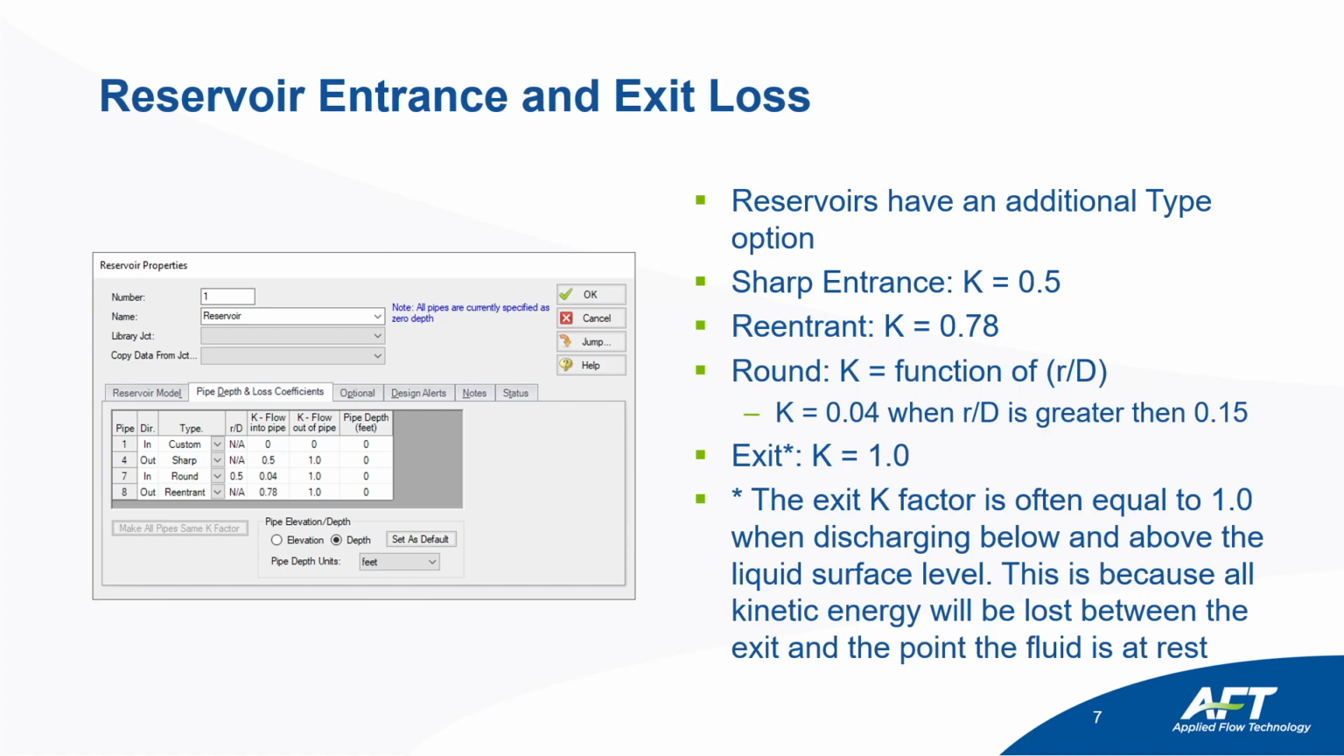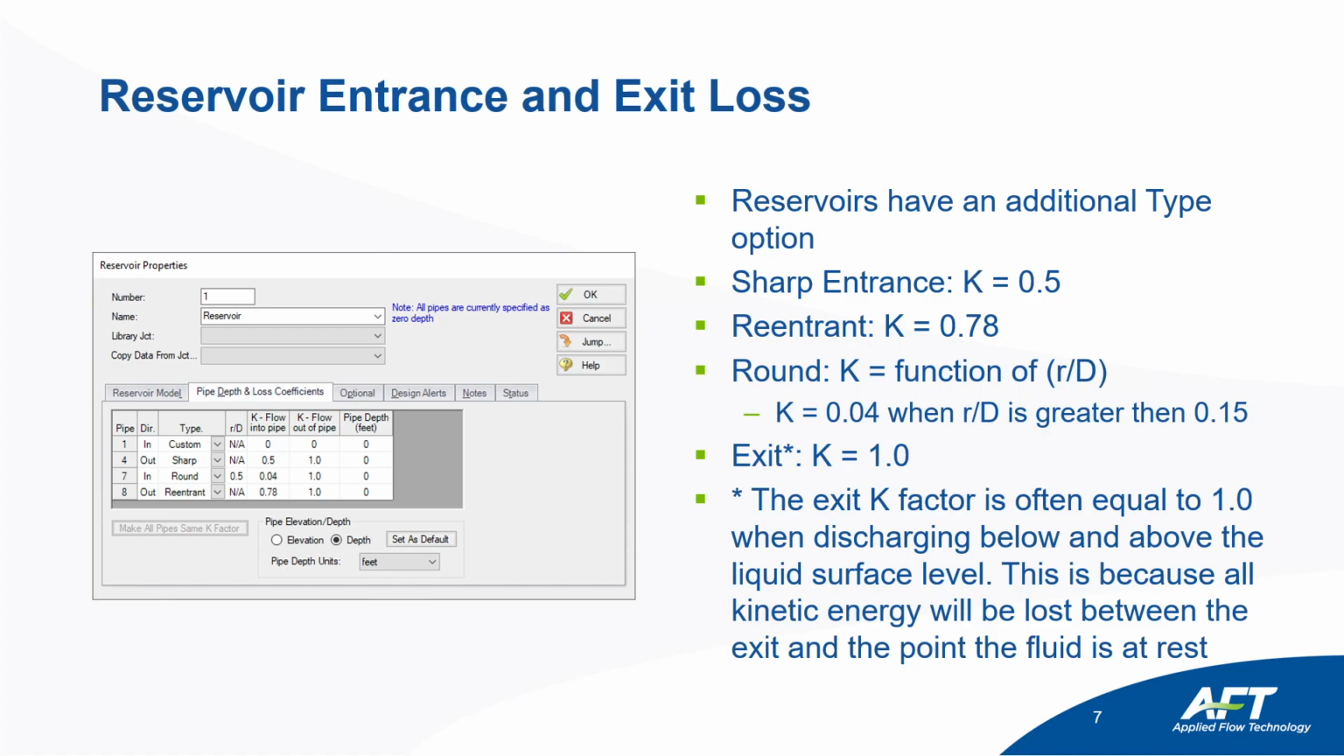Let's take a step deeper into reservoirs. Reservoirs have a little bit extra entrance and exit loss options. For example, they have an additional type option when you are on the pipe depth and loss coefficient tab. Sharp entrances are going to be a K equals 0.5. All of these values are coming from Crane hydraulic data. So if you open up your Crane technical paper 410, you'll see these values.